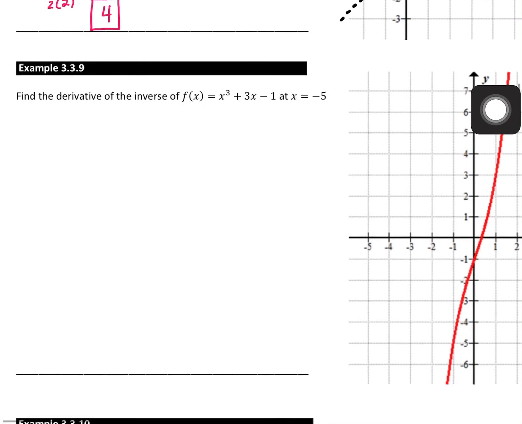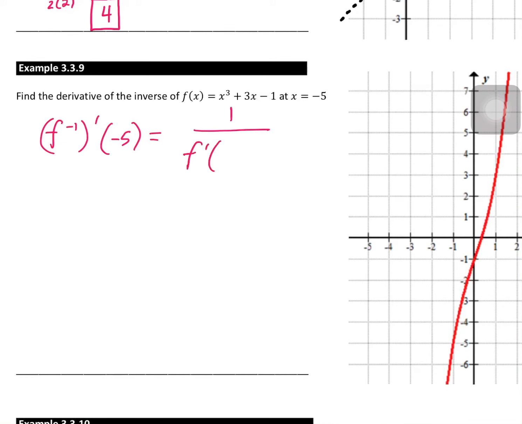Find the derivative of the inverse of x cubed plus 3x minus 1 when x equals negative 5. Alright, using my expression for the derivative of the inverse, f inverse prime of negative 5 would equal 1 over f prime of f inverse of negative 5.